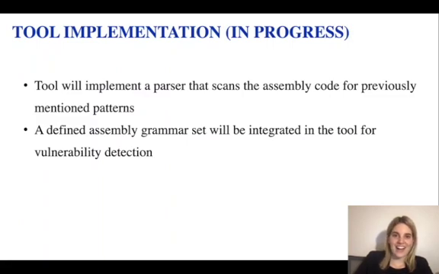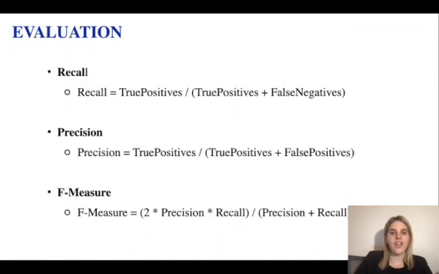This project is still actively in progress. We are now working on a tool that will implement a parser that scans the assembly code for the patterns mentioned on the previous slide. Then, a defined assembly grammar set will be integrated in the tool for vulnerability detection. In order to evaluate the results, we will use three different measures: recall, precision, and f-measure. The goal is to have a recall of 1, which would indicate no false negatives, which are a type 2 error.